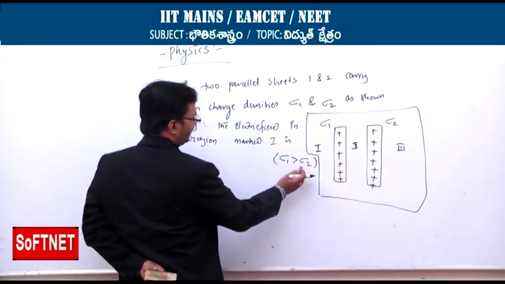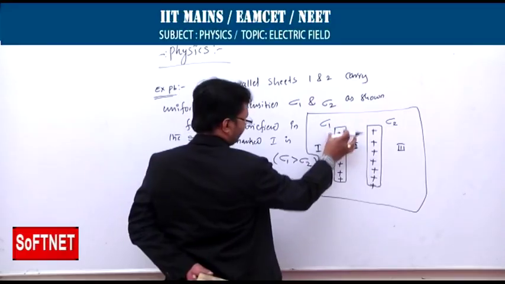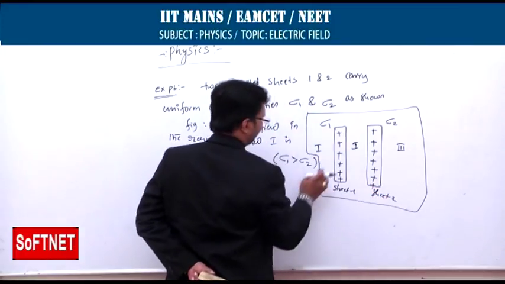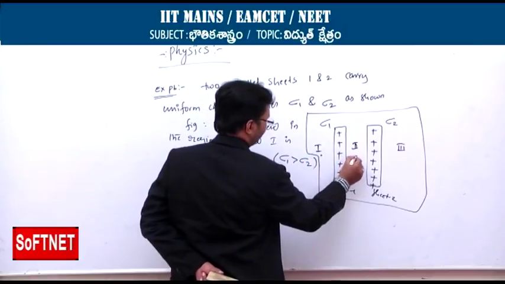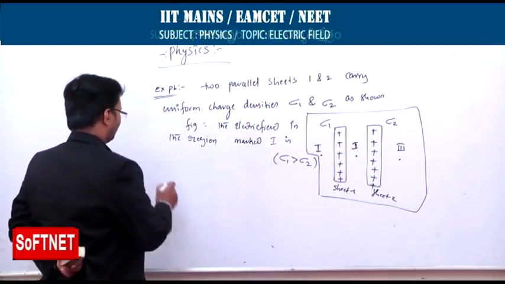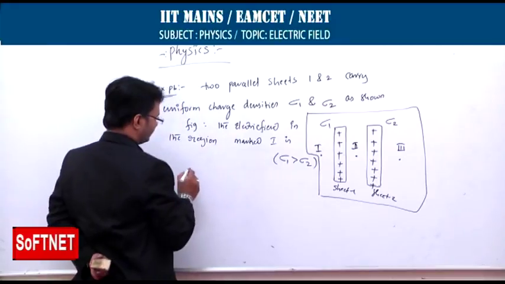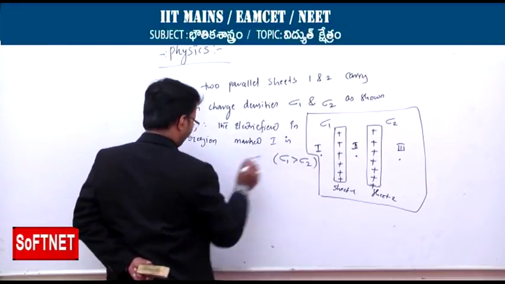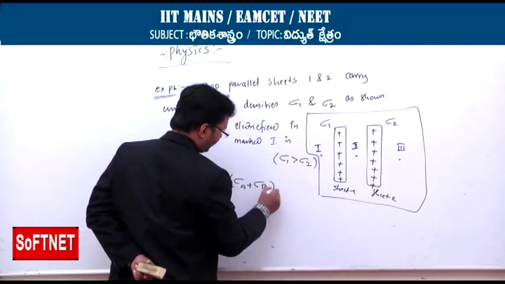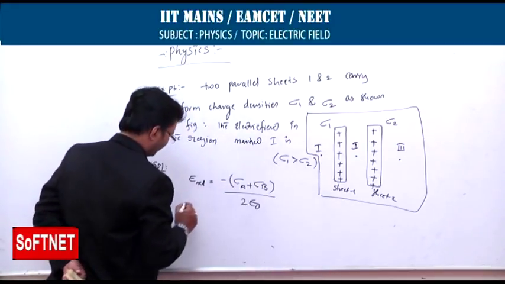This we already discussed: sigma 1 greater than sigma 2, the surface charge density of this one is greater than this one. Now this is sheet 1, this is sheet 2. This point is on the left side only. Now in region 1, this point is on the left side. Already we know E net is equal to minus of sigma A plus sigma B by 2 epsilon naught. We discussed it just before. So apply this formula.